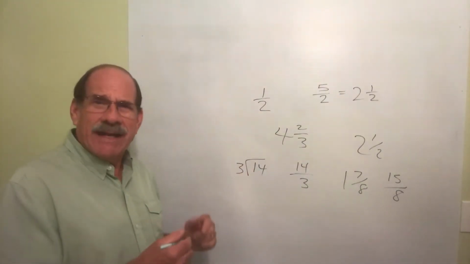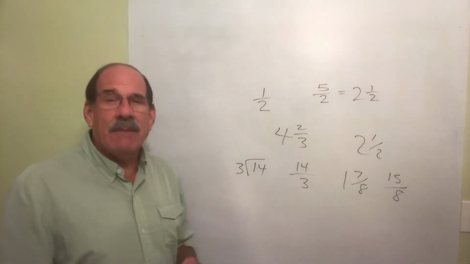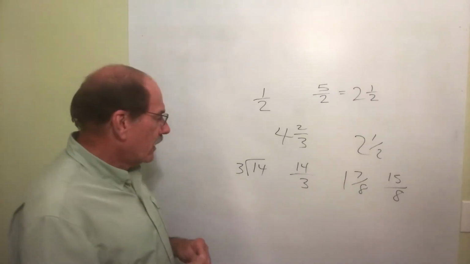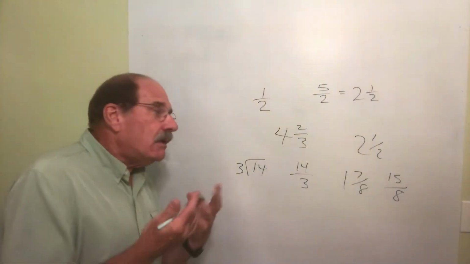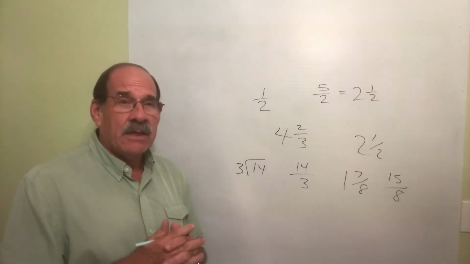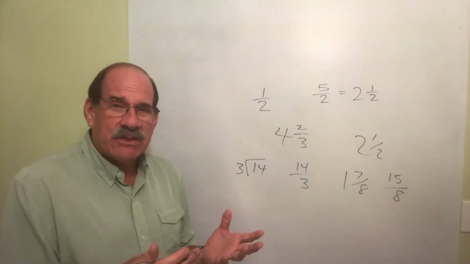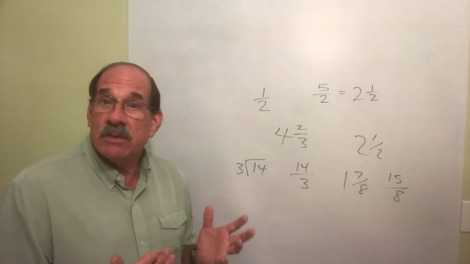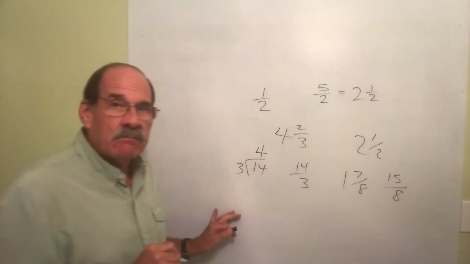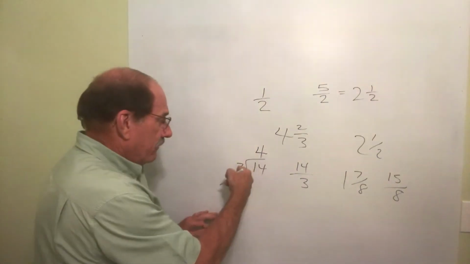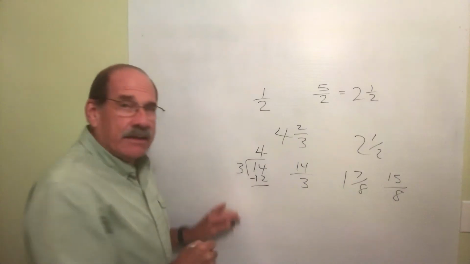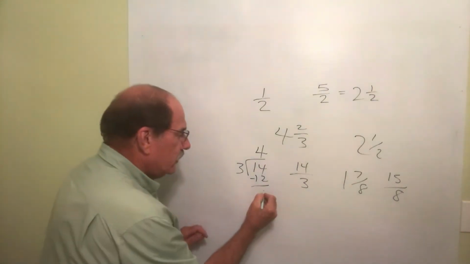Well, let's see. How many times does 3 go into 14? Roughly, say 4 times maybe, because 3 times 4 is 12. If you go up as far as 5, that's 15, that's too many. You catch what I'm saying? So 3 goes into 14 4 times. Let's check it out. 4 times 3, that's 12. Now if we subtract that, 12 from 14 is 2.